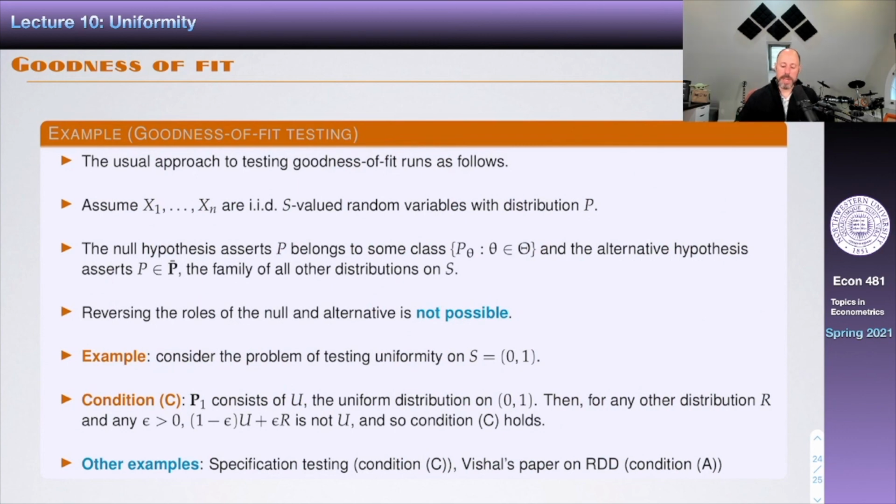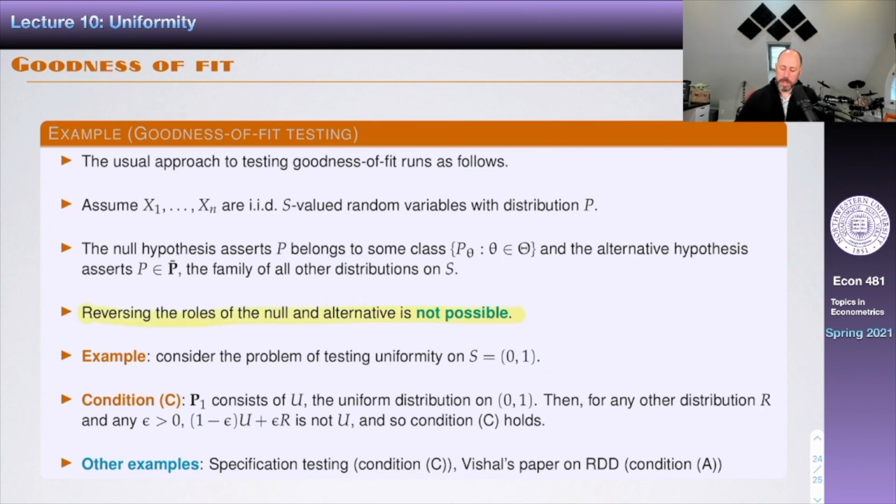So consider this example about goodness of fit. The usual approach of testing goodness of fit runs as follows. You assume that you have a sample, IID, with some distribution P. The null hypothesis asserts that P belongs to some class, so the distribution is normal or uniform or whatever. And the alternative hypothesis asserts that P is in the family of all other distributions. Reversing the roles of the null and alternative is not possible.